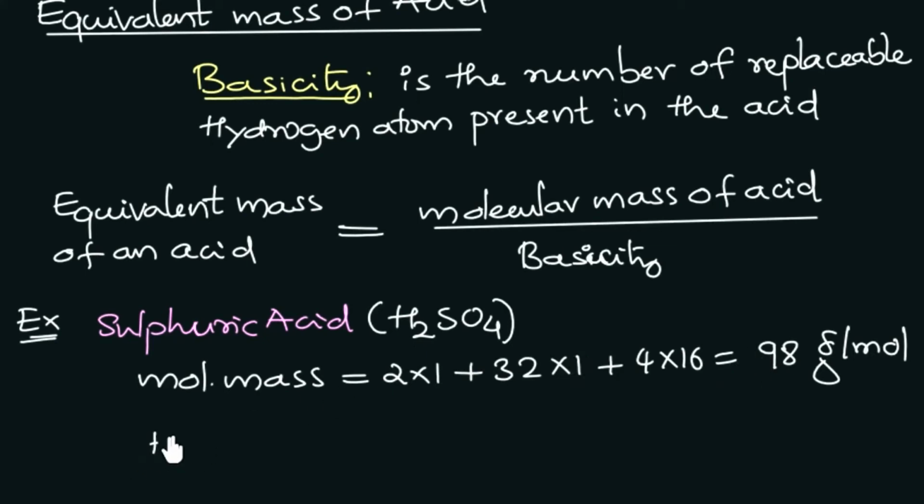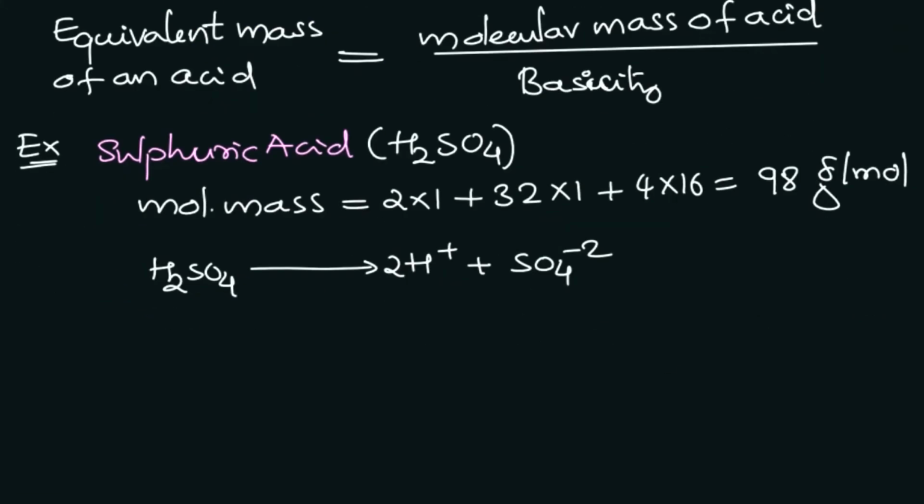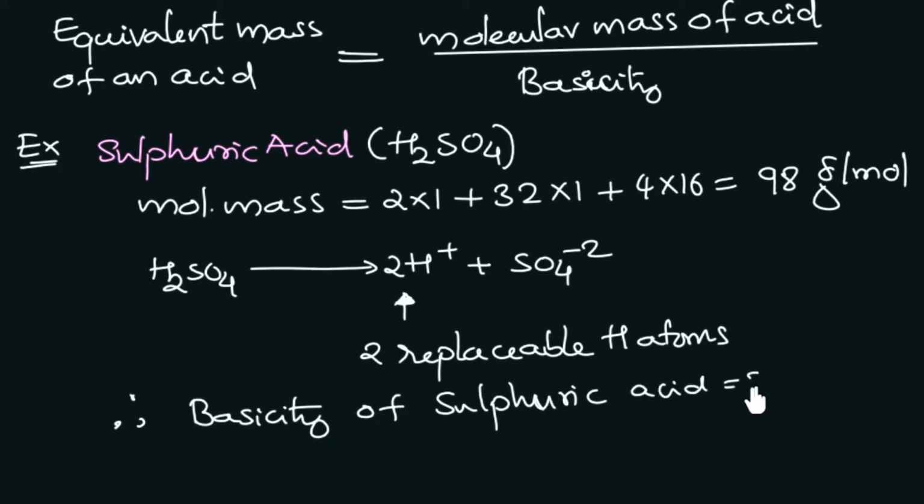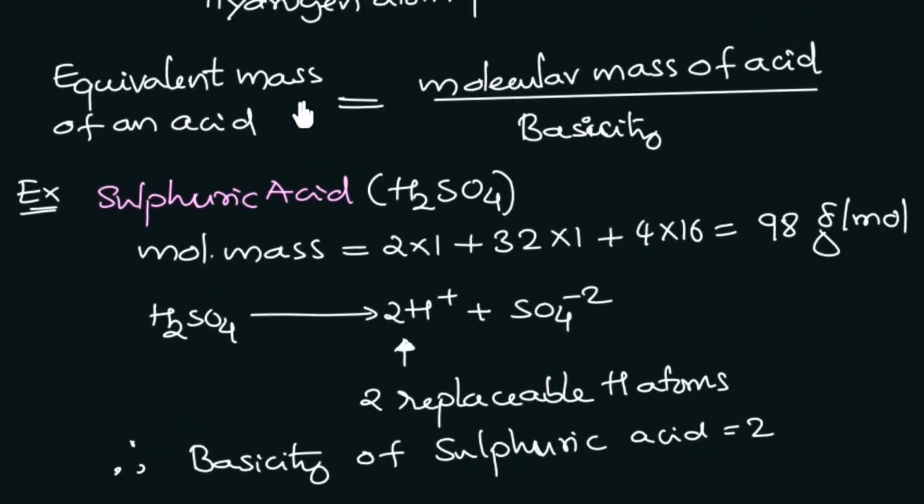But you can notice that when H2SO4 is dissolved in an aqueous medium, or reacts with anything, it will produce 2 H plus ions and form SO4 minus 2. In sulfuric acid, there are 2 replaceable hydrogen atoms. Therefore, we can conclude that the basicity of sulfuric acid is equal to 2. So let's go with the formula: the equivalent mass of an acid is the molecular mass of the acid divided by basicity.